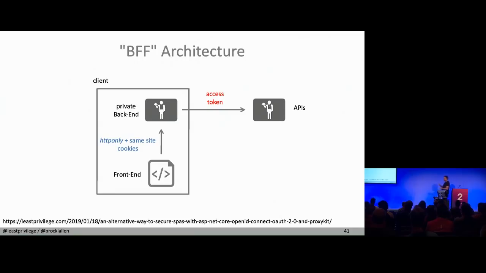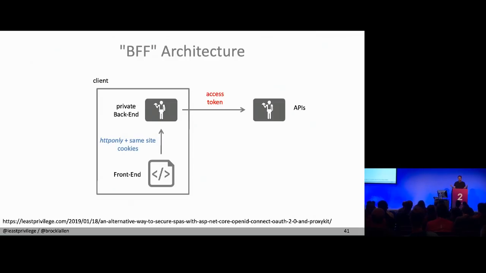And whenever you want to call cross-site or cross-origin APIs, you proxy them across your backend. The backend attaches the access token to it, and it becomes a pure server-to-server communication. Yeah, I mean, that is an alternative.